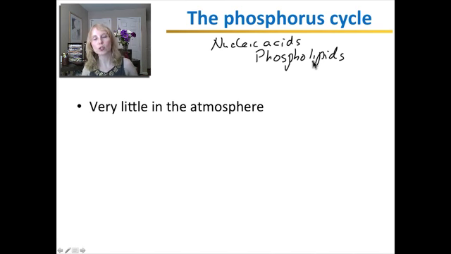Now, you don't really need to know the phosphorus cycle as a number of steps. I'll just list some of the most important concepts to focus on as part of learning about the phosphorus cycle. So unlike nitrogen and carbon, there's very little phosphorus present in the atmosphere. This is actually a common question on the AP Environmental Science exam, is remembering that nitrogen, carbon, water, and sulfur, which we'll next talk about, do exist in the atmosphere, but there's very little phosphorus.